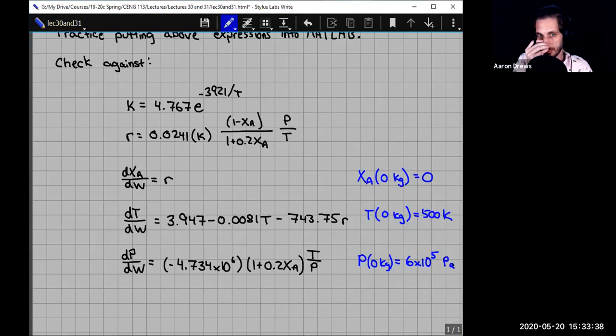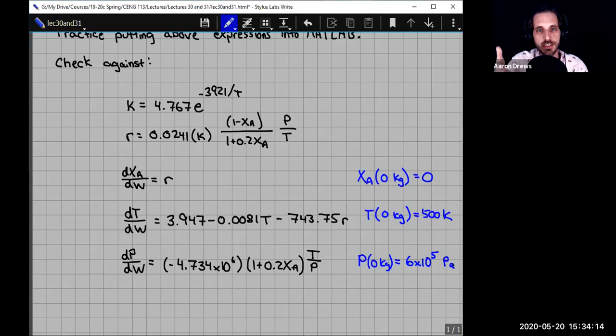And then don't worry about the units of K, R, and all of those constants on there. If you throw in T in K, P in pascals, and X dimensionless, the result will be those as functions of kilograms of catalyst. So this is what I want you to check it against, right? It's as though I give you a partial solution or a selected answer. You don't have to try to substitute in and check like what's the 3.947, where did that come from? You can if you want to, you should be able to calculate stuff if you really want to show that it's 3.947, but you don't, right?